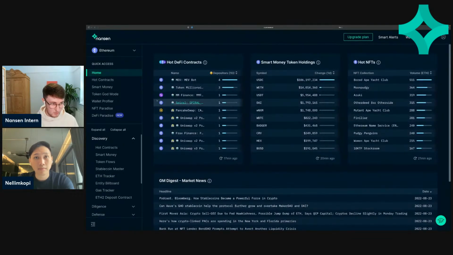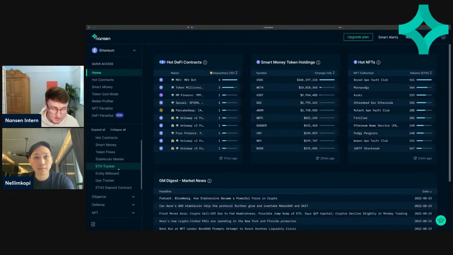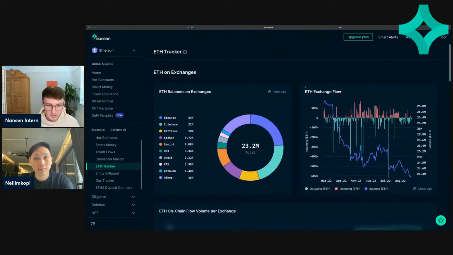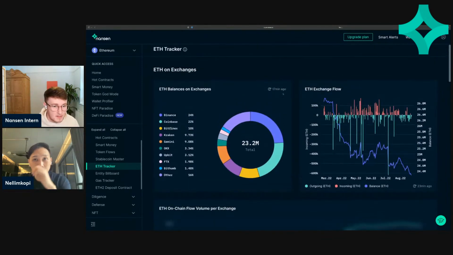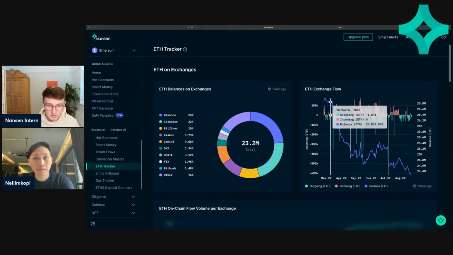And what we wanted to cover, because I don't think we've gone over it too much for Nansen Lite, is we will firstly start with ETH Tracker, because I've used this quite a lot. So here we start off and it shows you the ETH balances on exchanges, which is pretty interesting to see the most liquid exchanges. I think we covered this last week in terms of the exchange flow. So how much is going out of exchanges and into exchanges.